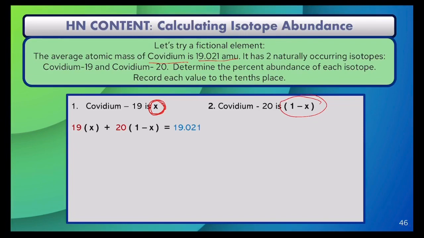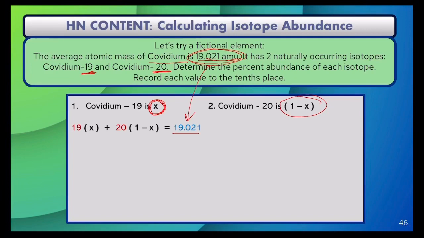Then we're going to plug in our masses. So this time, notice we are not given the relative atomic mass for each isotope. Instead, we're simply provided with the mass numbers. So if you are not provided the atomic mass, you are free to use the mass number of the isotope in your calculation. Okay, so now that we've plugged in our 19 and our 20, and also the average atomic mass given to us here, we're ready to solve for x.